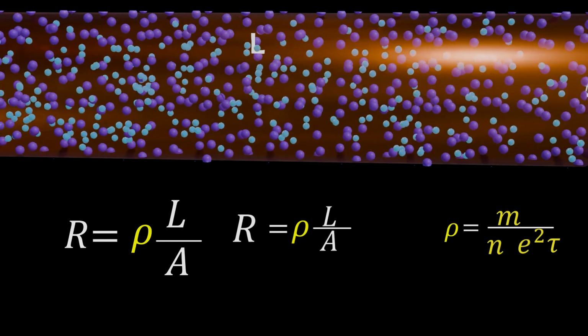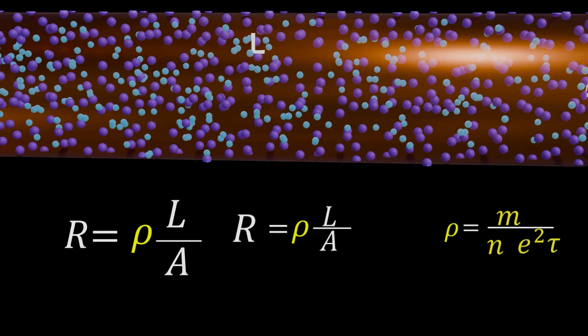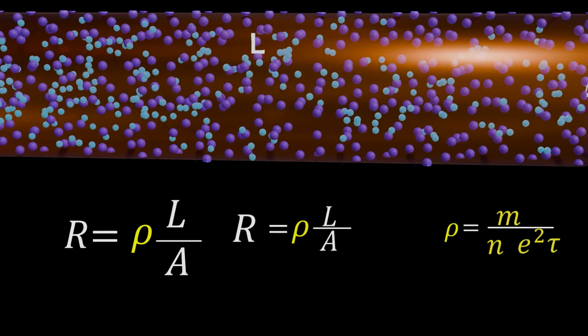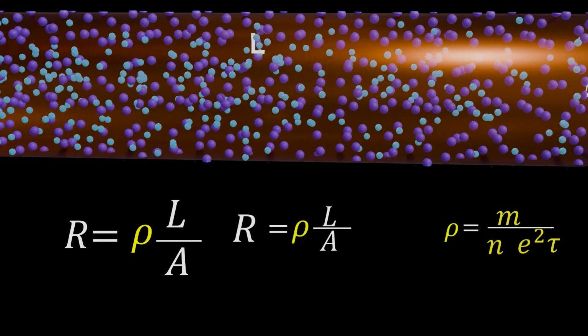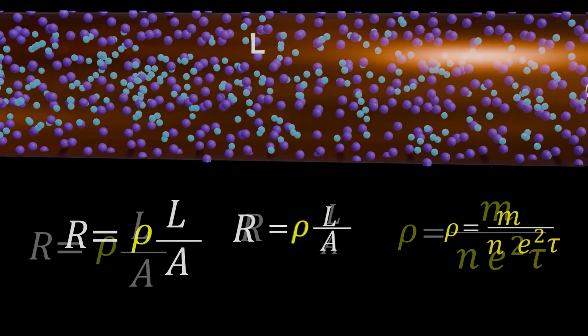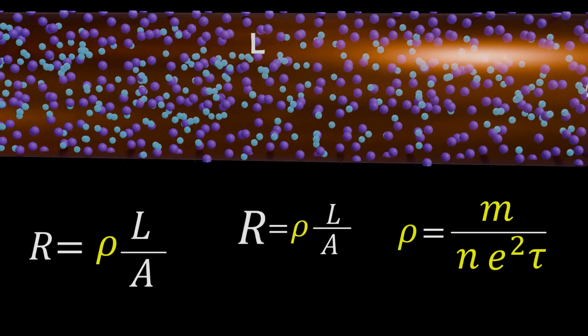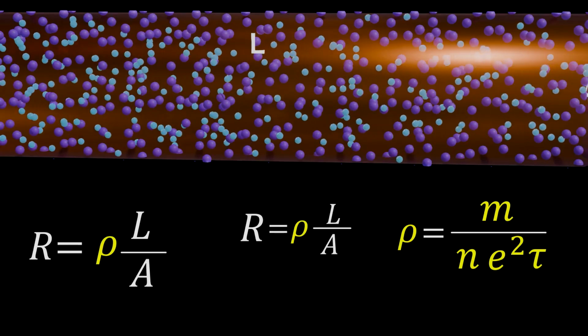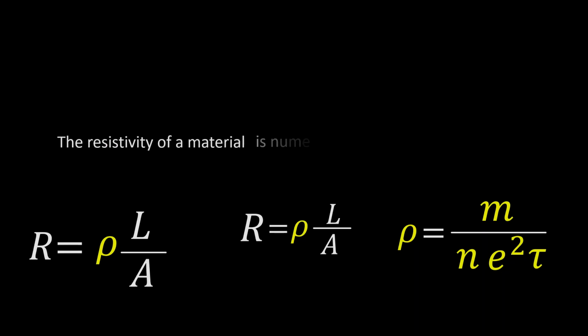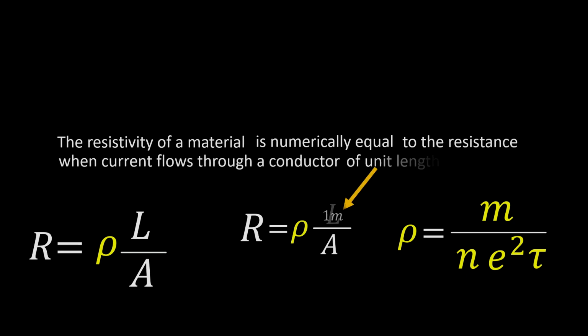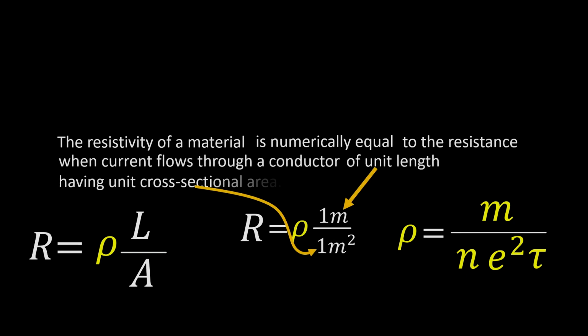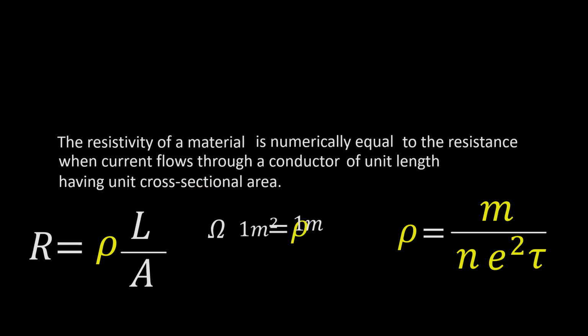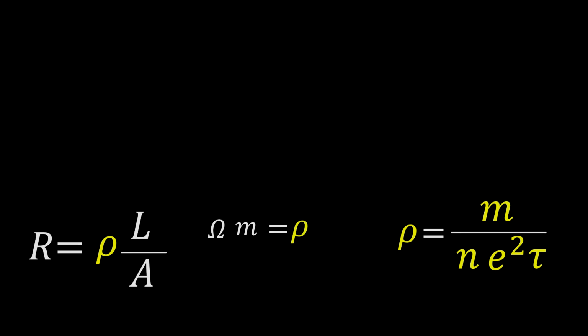This is why resistivity is also called specific resistance. And from this equation itself, it is clear that resistivity is completely independent of length and area. Now from the formula R equals rho L by A, we can also define resistivity like this. The resistivity of a material is numerically equal to the resistance when a current flows through a conductor of unit length, having unit cross-sectional area. From this formula, we can easily find the unit of resistivity, which comes out to be ohm meter.